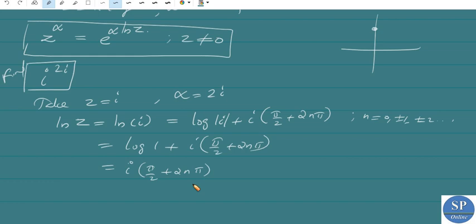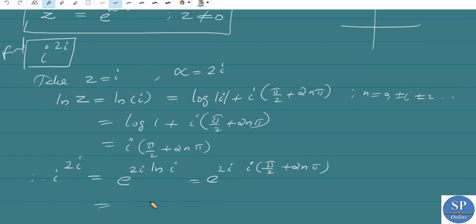So we have z power alpha is equal to this. Therefore i power 2i is equal to e to the power alpha, alpha is 2i here, 2i into ln of z, z is i. Okay, so that is e power 2i into ln of i, which is i into pi by 2 plus 2n pi.